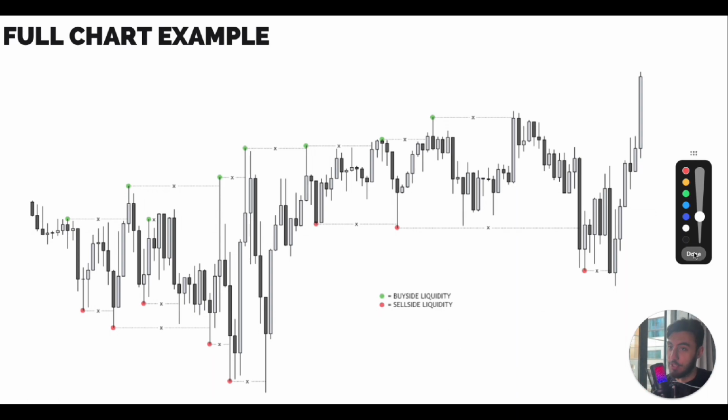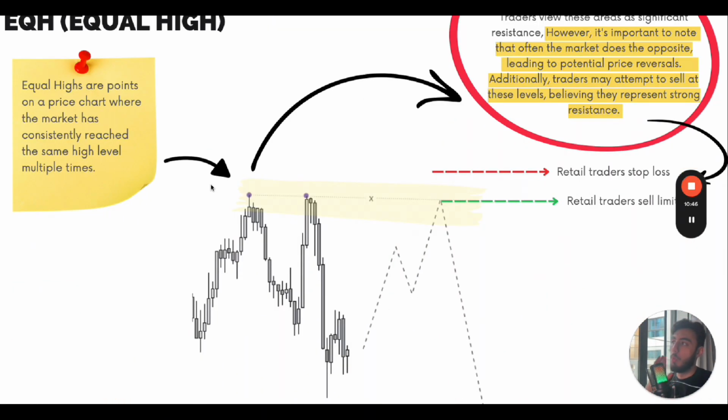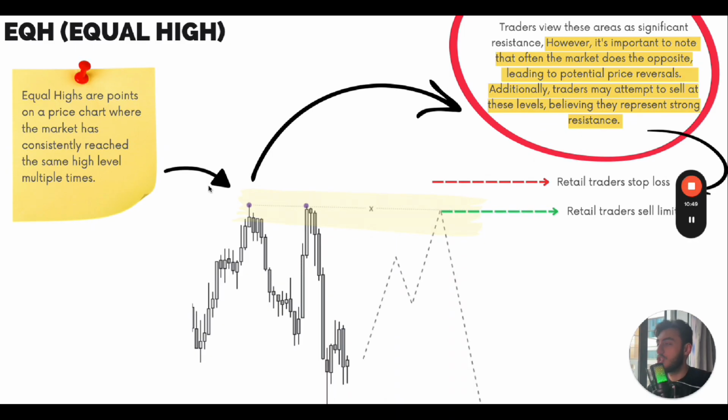Now let's continue. So now you understand the buy side and the sell side liquidity. We're going to dive into more liquidity types. The third type of liquidity that we're going to talk about is the equal high. Equal highs are points on a price chart where the market has consistently reached the same high level multiple times. So let's say we had a high here, the price didn't take this high, and in the next mitigation, price created an equal line with the previous high.